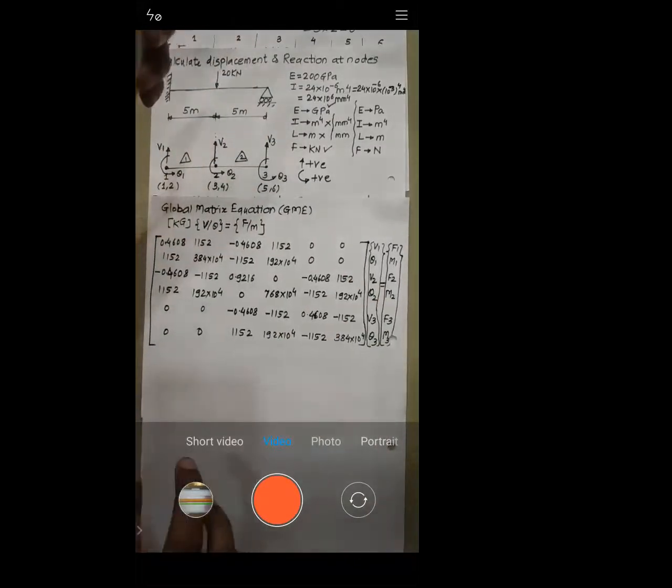Are you able to understand this? Let me know. Understood or not? Yes, sir. Understood.